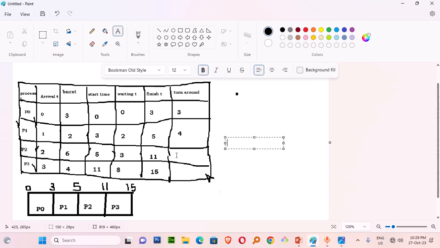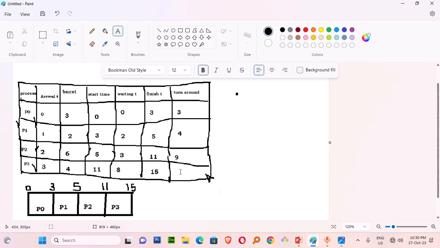Okay, now we go to process number 2. Process number 2, the finish time was 11, and the arrival time was 2. So 11 minus 2, which is equal to what? 9. So the turnaround time for process number 2 is 9.